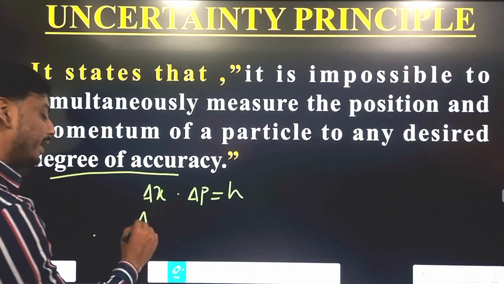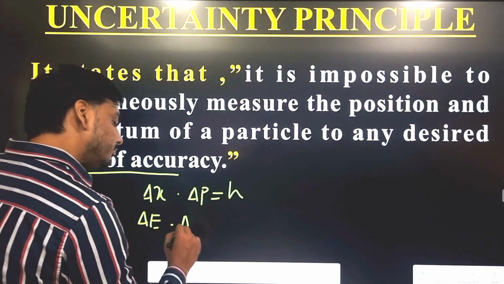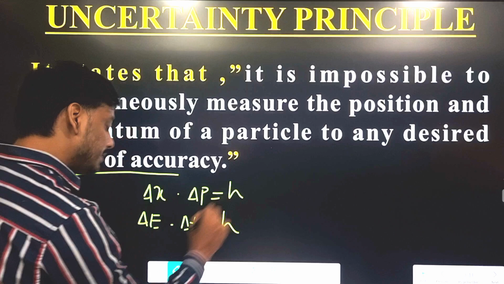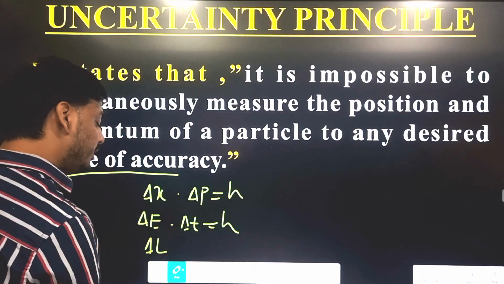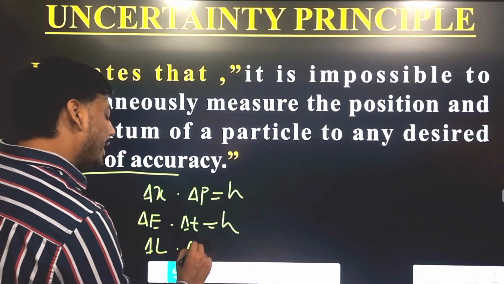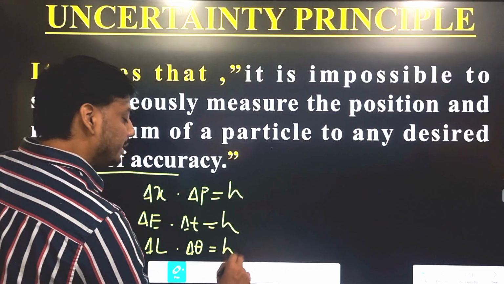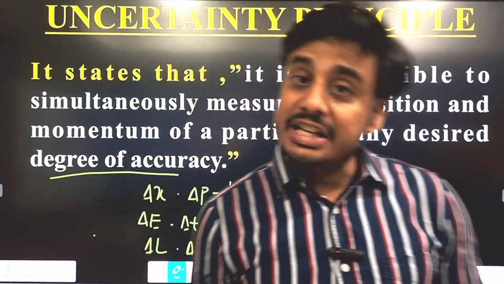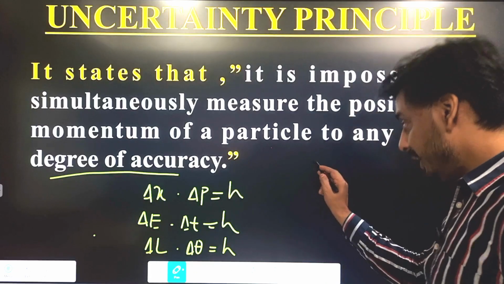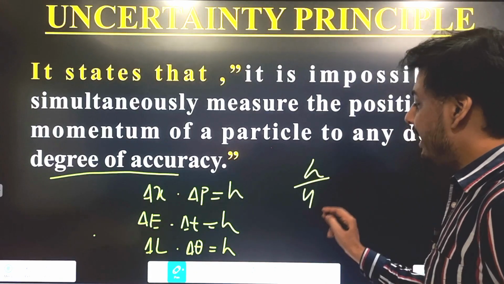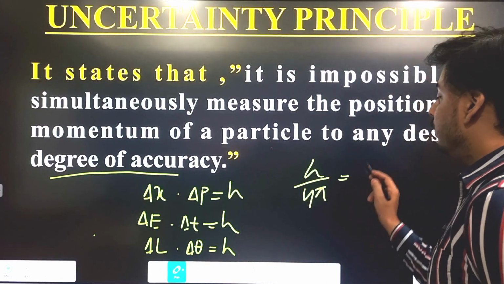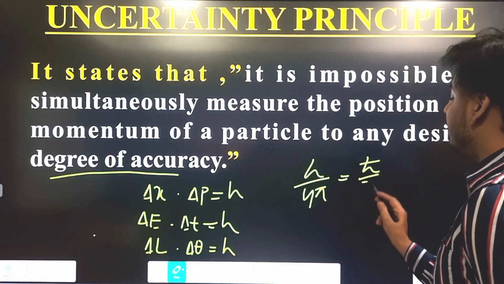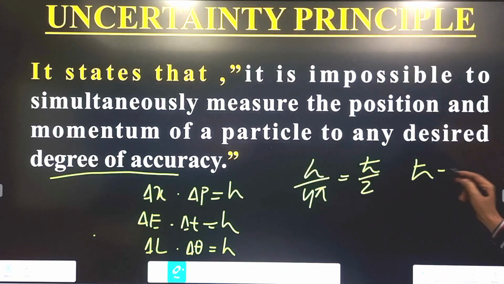Similarly, there are two other uncertainty principles. One is between energy and time, which is equal to h. The other is between angular momentum L and angular displacement, also h. This is the uncertainty principle, but experimentally it has been found that the minimum value is h by 4 pi, which is equal to h cross by 2, where h cross equals h by 2 pi.